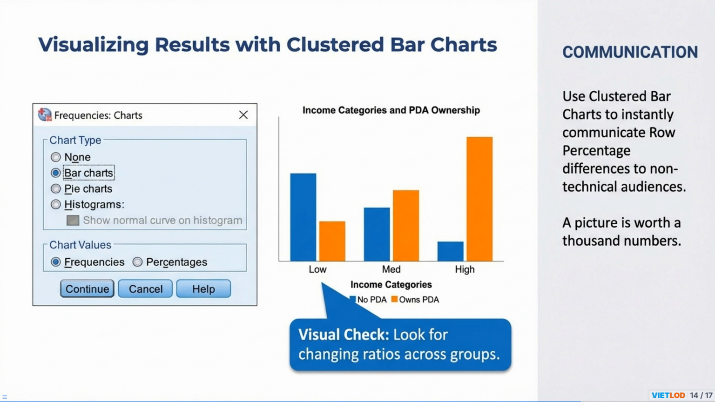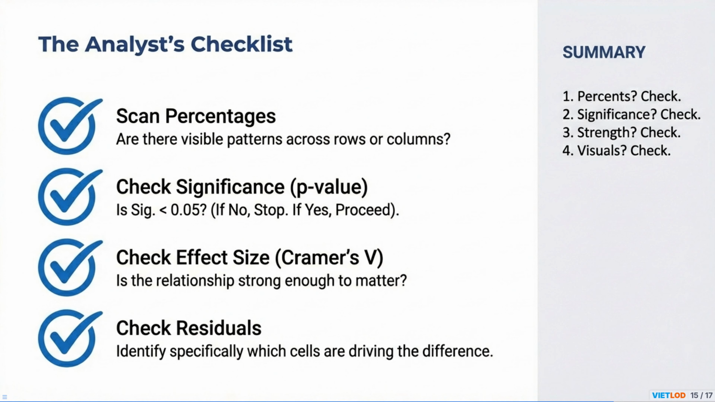To effectively communicate your findings, especially to non-technical audiences, a visual representation is invaluable. A picture is truly worth 1,000 numbers. Clustered bar charts are an excellent way to visualize cross-tabulation results. They can instantly show the differences in row percentages across groups. In SPSS, you can request these charts directly from the Crosstabs dialog by selecting bar charts under chart type and frequencies for chart values. The key is to perform a visual check.